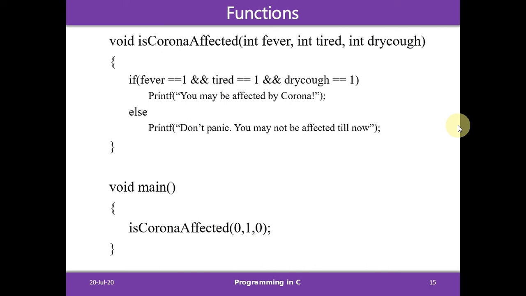There are chances, if your house is surrounded by corona patients, that you may be affected anytime. But right now, based on your symptoms, the computer tells you that you may not be affected till now. So that is what the output will be. So this is the first portion, the function definition. We are defining the function.